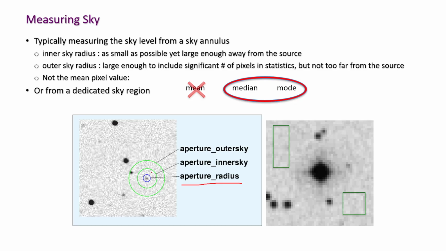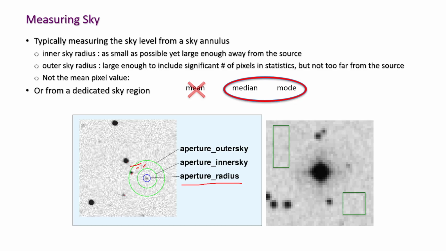The outer radius is chosen in such a way that there are enough pixels included in the sky annulus region, but not so large that it contains background noise, such as an unrelated star.